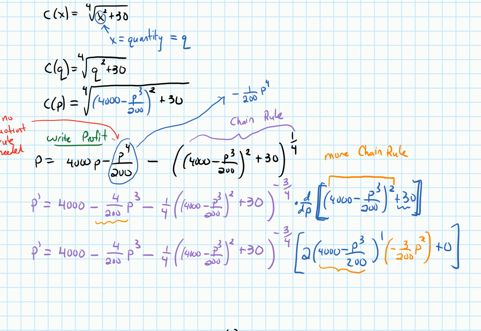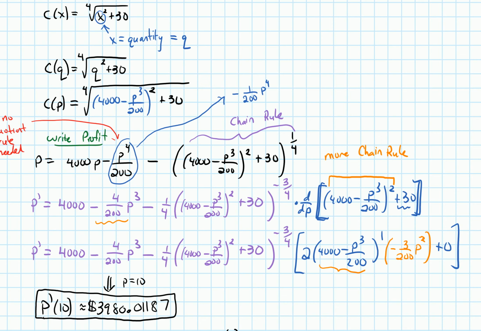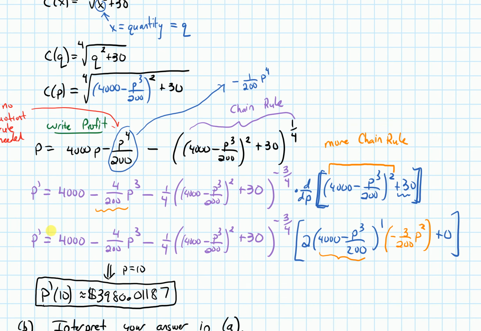All right, so at this point, we have finished taking our derivative. So the problem said once we take the derivative, we'll then plug in 10. So we need to now let the price be 10. And when we do that, we get p prime of 10. So I've gone ahead and plugged this into a calculator ahead of time. It ends up being about 3,980.01187. I've rounded it to 5 decimal places. Okay, so that is my derivative at p equals 10. All right, so that's what part A wanted.